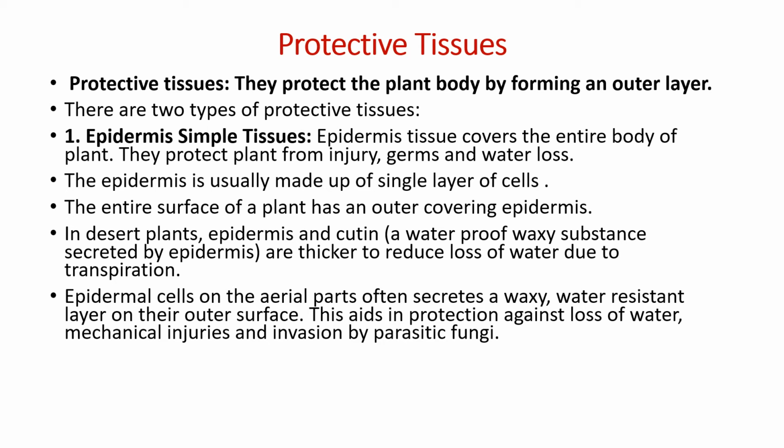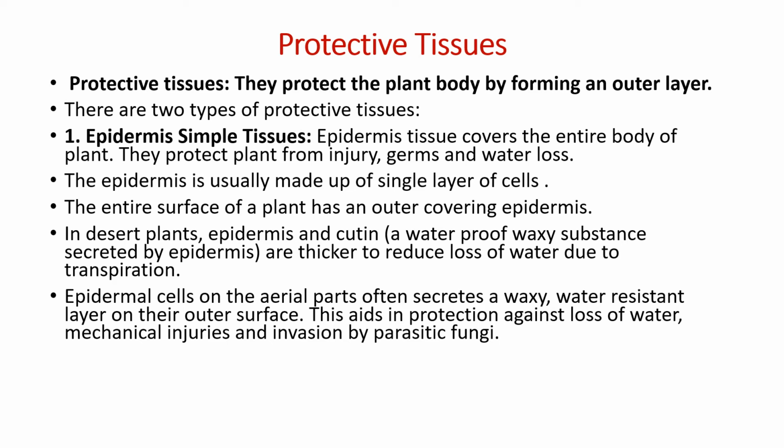Okay, now under the protective tissue there are two types. Okay, these are the epidermis, simple tissue, right? See, wherever you find this word simple, it means it is made up of single type of cells. Simple tissues, that means they are made up of single type of cells, because further we are going to study about the complex tissues. Xylem and phloem are complex tissues. They are made up of different type of cells. Okay, students.